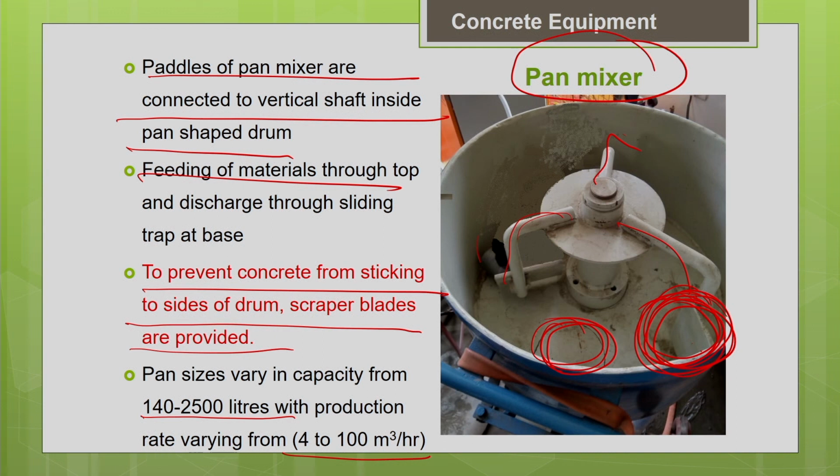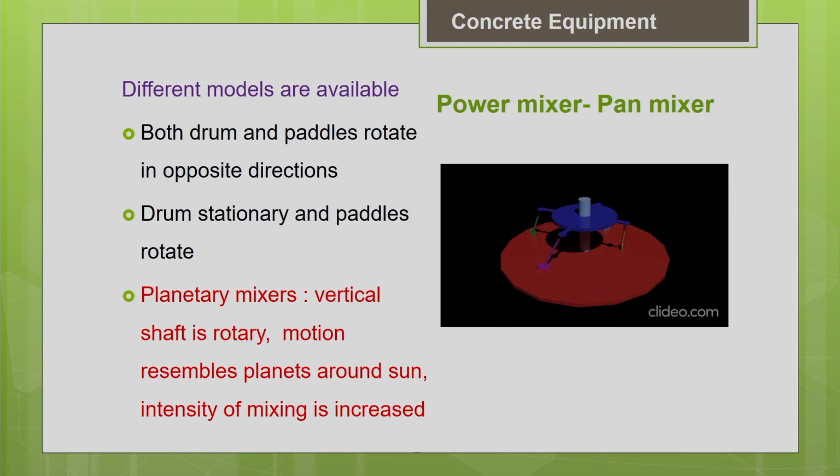So, there are different configurations of models available with respect to the pan mixer. Either the drum will be fixed and the paddles will be rotating, or both the drum and the paddles will be rotating, but in opposite directions.